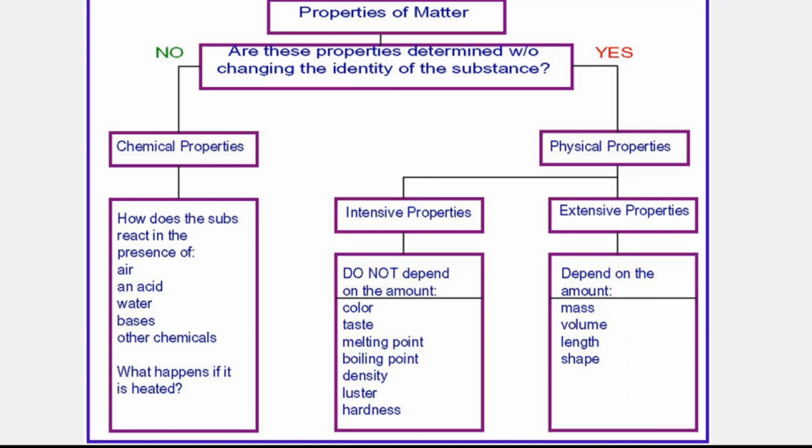Now, extensive properties, those things do depend on the amount of substance that you have. These are things like mass, volume, length, shape. And if you think about it, thinking forward, things like enthalpy, right? The amount of enthalpy that can be produced from a reaction is going to be an extensive property because it's mass dependent. If you have less grams or less moles of it, you produce less heat, or it absorbs less heat.